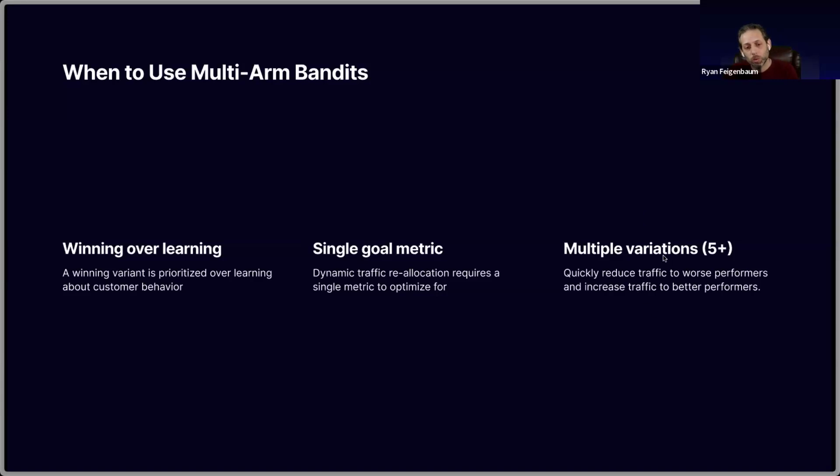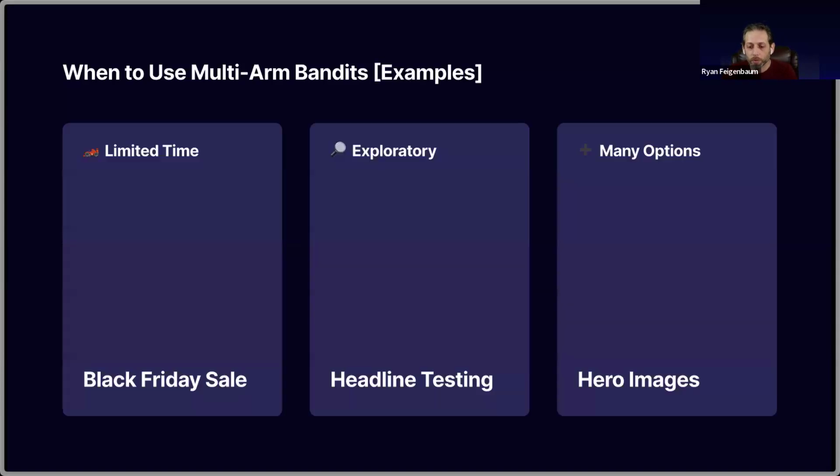And then the last point is that when you have lots of variations that you want to test, and our recommendation generally is 5+, that's because when you have fewer variations than that, actually a traditional A/B test might be better at finding the variant that performs the best. So let me give you some real life examples here.